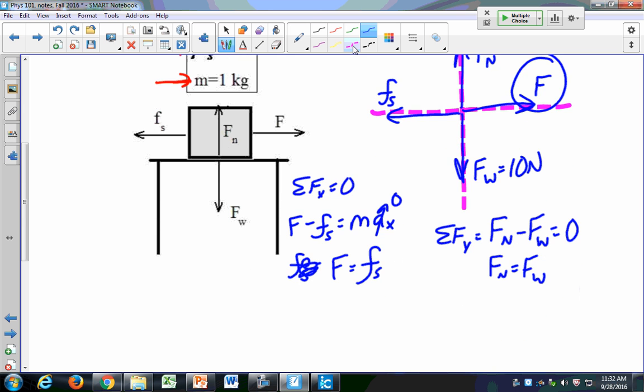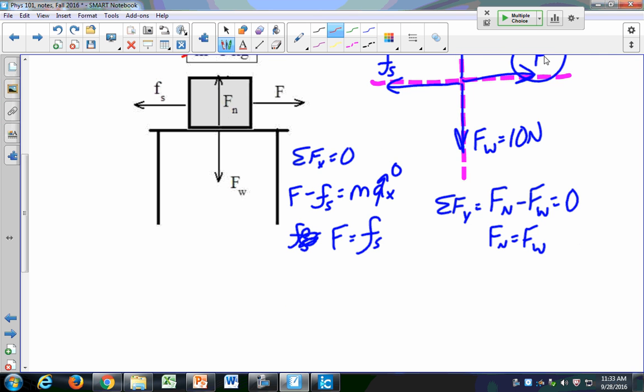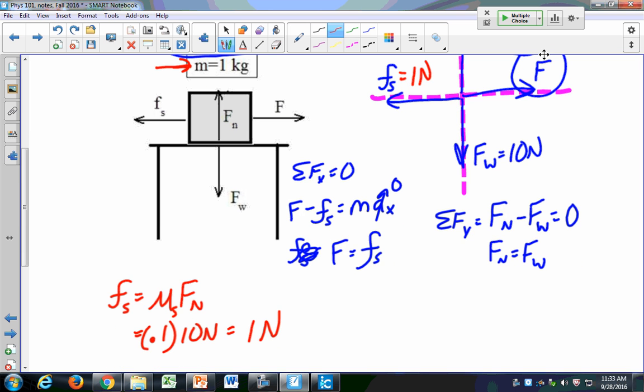Oh, but you say, that doesn't really help me that much because I don't know what Fs is, the static frictional force. But look, I can know it because I know mu s, and now I know my normal force. So Fs is equal to mu times my normal force. That's 0.1, no units on mu, times the normal force, which is 10 newtons, and that's equal to 1 newton. So my maximum static frictional force is 1 newton. That means that F, which is really what the problem is asking for, is also 1 newton.